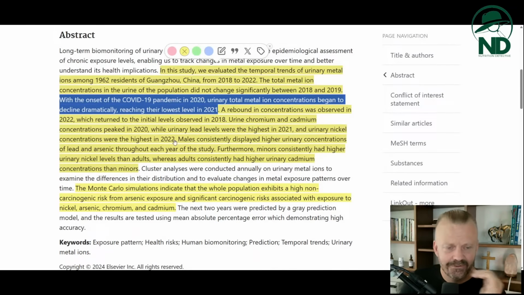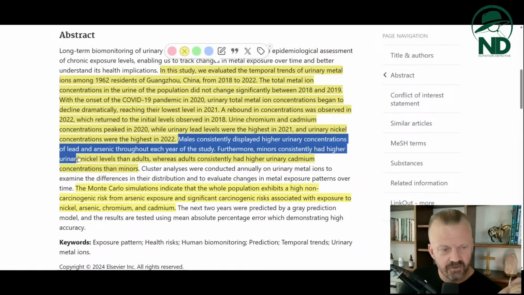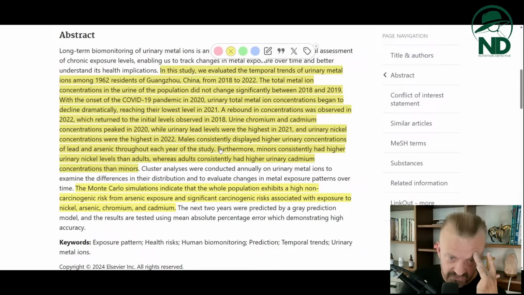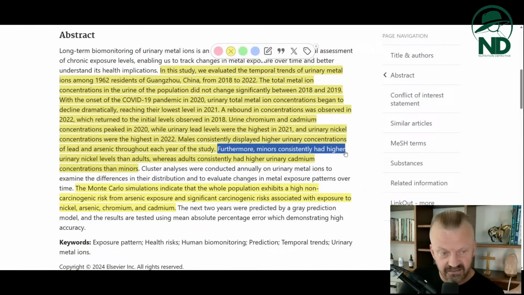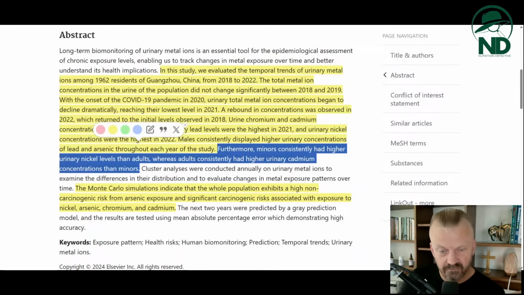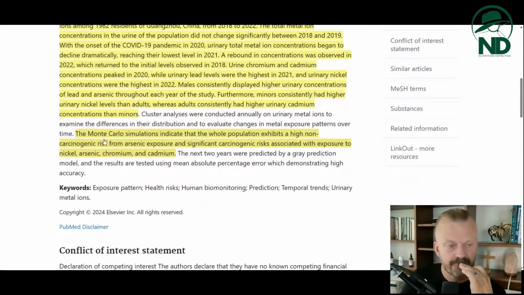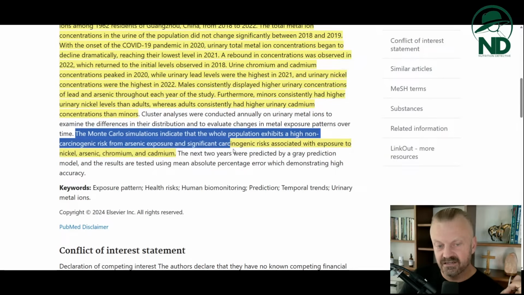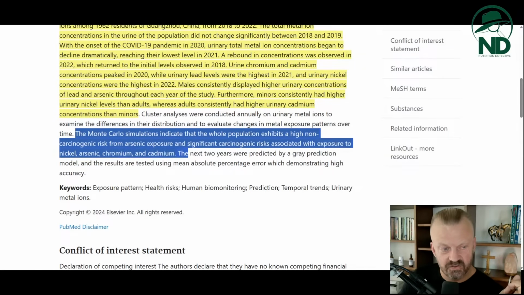I don't know. Males consistently displayed higher urinary concentrations of lead and arsenic throughout each year of the study. Men detox faster and men are out working with this stuff more. Further, pay attention here, folks, we're passing it down to the kids. Furthermore, minors consistently had higher urinary nickel than adults. The Monte Carlo simulations indicate that the whole population exhibits a high non-carcinogenic risk from arsenic exposure and significant carcinogenic risks associated with exposure to nickel, arsenic, chromium, and cadmium.